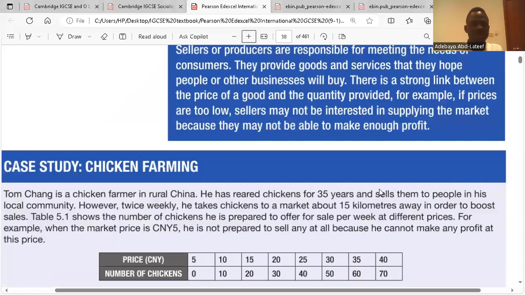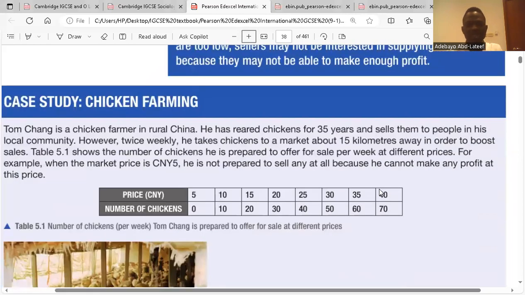So we have a case study already. It said Tom Shang is a chicken farmer in rural China. He has reared chickens for 35 years and sells them to people in his local community. However, twice weekly, he takes his chickens to a market about 15 kilometers away in order to boost sales. This table shows the number of chickens he is prepared to offer for sale per week at different prices.